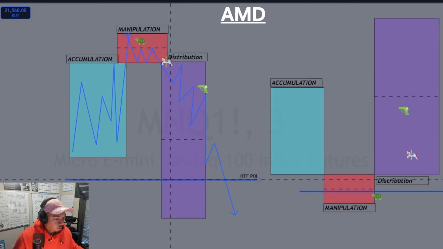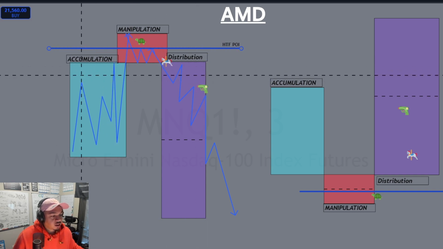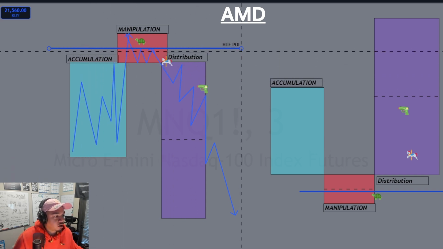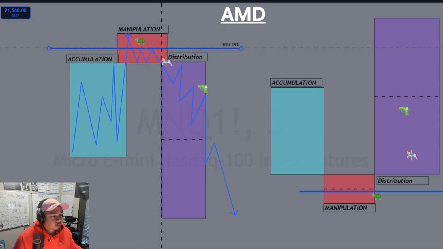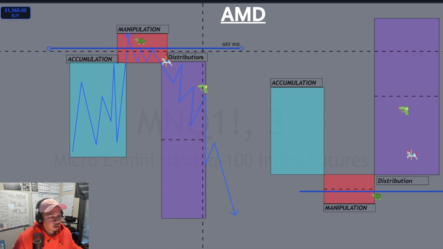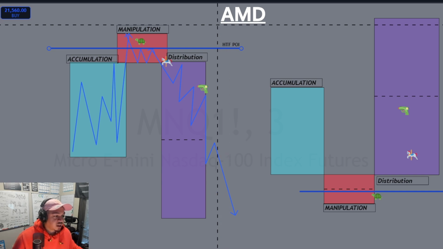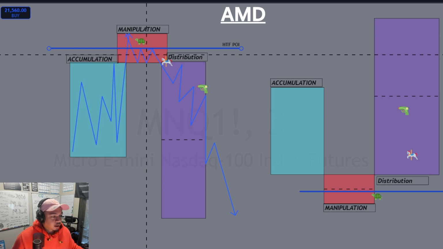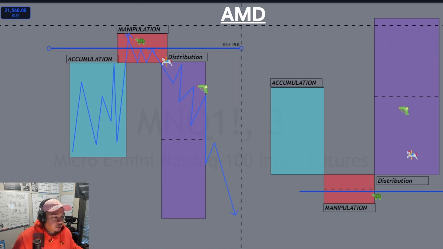Let me show you what they look like. So for instance, what we want to see is price come into a higher time frame point of interest. That's what a POI is. So that would be London high, London low, previous day's high, previous day's low. A 4-hour high, 15-minute high, pretty much relative to whatever time frame you're entering on. We want to see a higher time frame area hit.